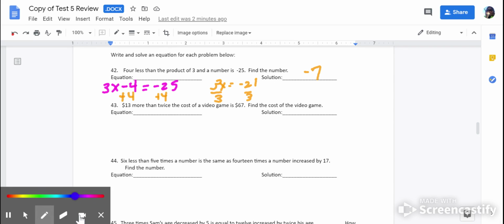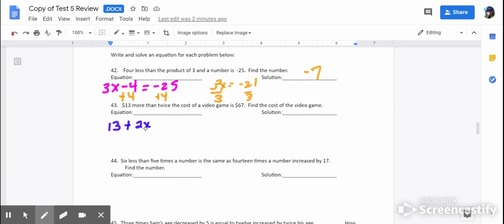The next one says $13 more than twice the cost of a video game. So 13 more than means add. Twice the cost, 2x, is 67. Remember, is means equals all the time. So there's my equation. To solve, I'll subtract 13 from each side. So I get 2x is equal to 54. Divide each side by 2. And the cost of the video game will be $27. Just type that into your calculator and find the answer.